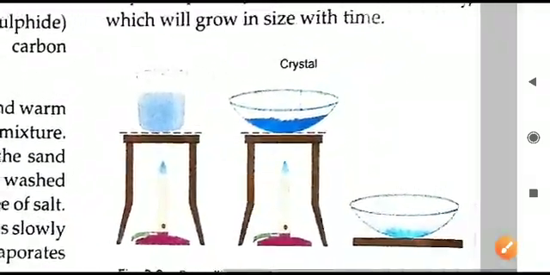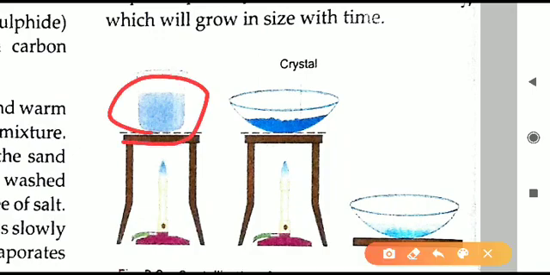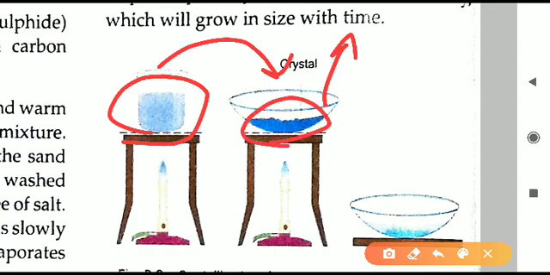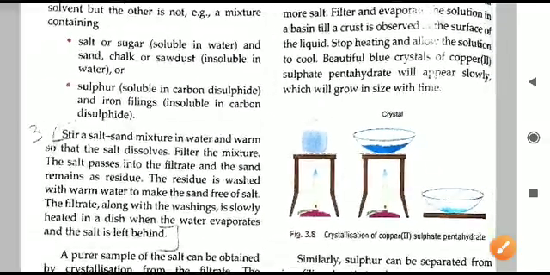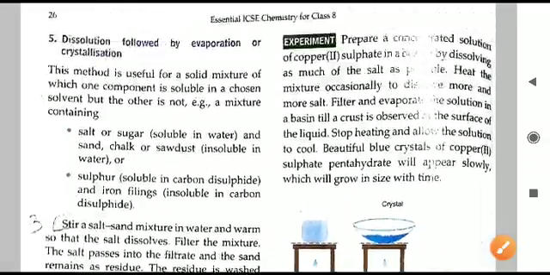We have taken the solution of copper sulfate, that is a blue color solution. On heating, what will happen? On heating to a high temperature, it will convert into crystals. Water will evaporate and some water will remain in the crystals only. So that is how crystallization is done. So in some cases crystallization is also possible.